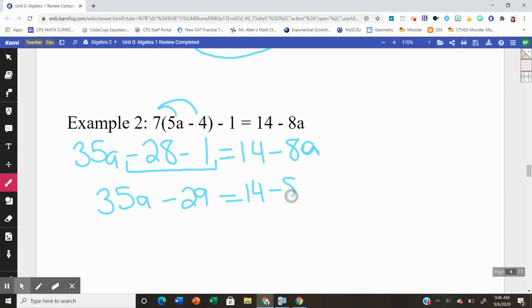equals 14 minus 8a. And then again, very similar to the last problem, I'm going to add 8a to both sides, which is going to give me 43a. I'm going to add 29 to both sides, which is again going to give me 43. So when I divide here, I end up with a is equal to 1. Again, we can go ahead and check our answers if we would like to. That way we know if we did it correctly. And when we do, we'll see that we get the same answer on both the left and the right side.